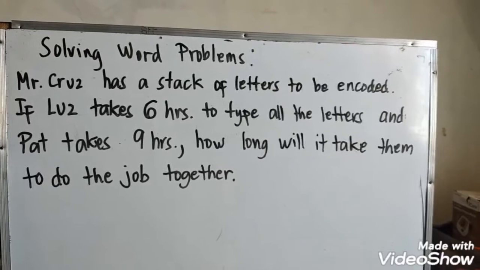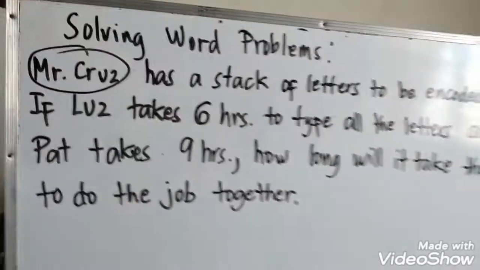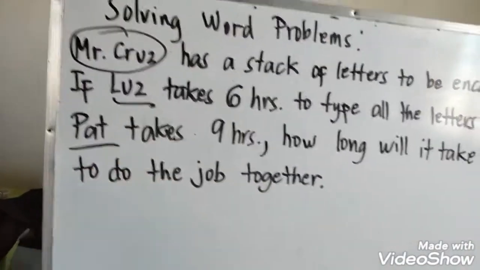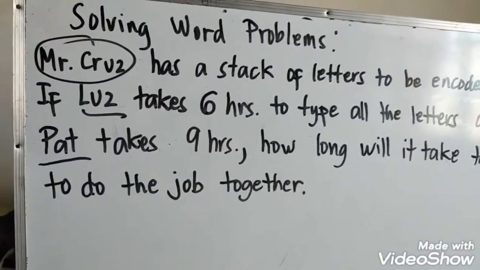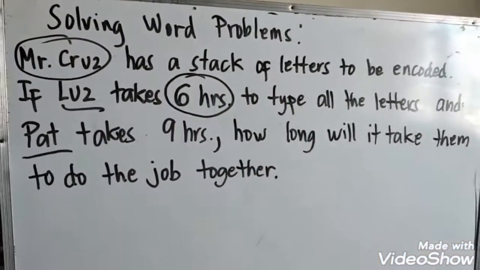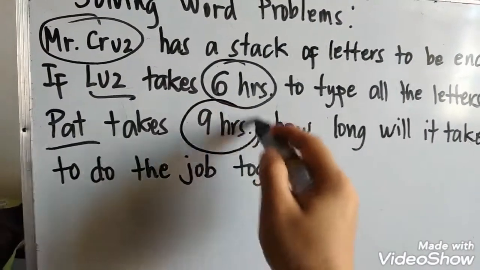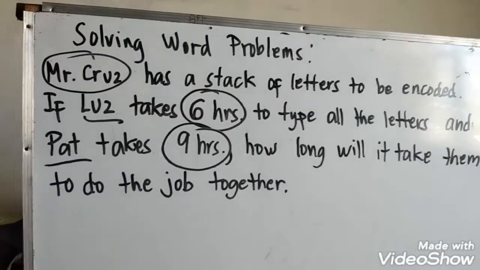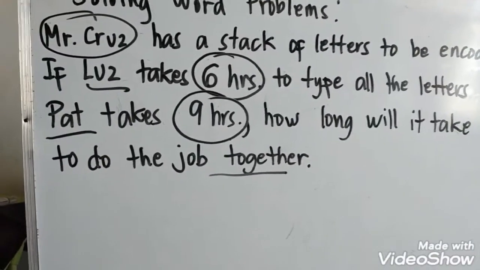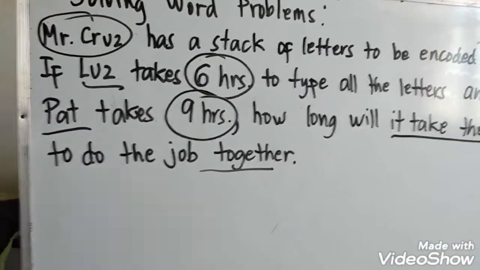So Mr. Cruz still has letters to be encoded. So, he has two encoders, Luz and Pat. So, Luz can finish encoding the letters in 6 hours. Whereas Pat can encode the letters in 9 hours. Question, if they are going to work together, so, they will do it at the same time, right? How long will it take? So let us have representation.